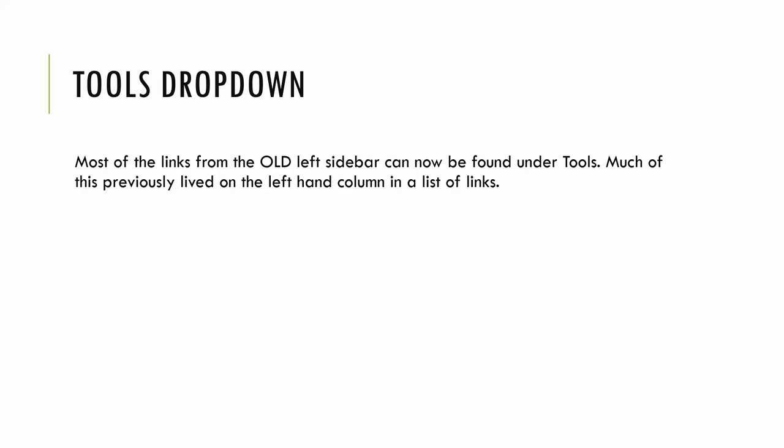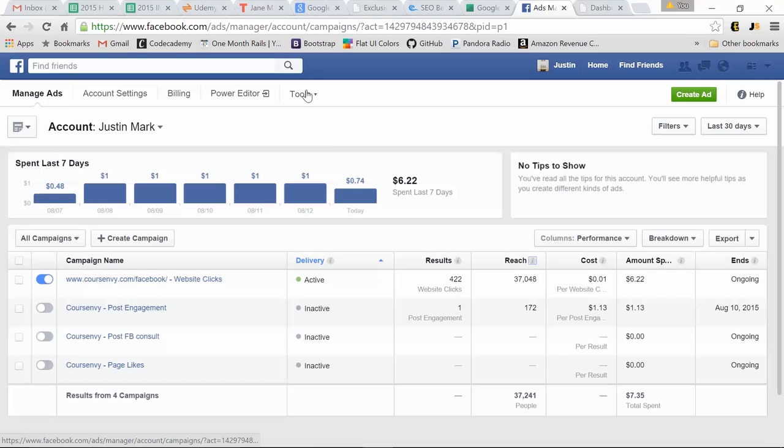So in the old Facebook Ads Manager, most of the links you found in the old left sidebar, those will be found under the Tools tab now. So as you can see, the Tools tab drop down, there's our audiences, audience insights, our conversion tracking. If you have pixels, they'll appear on this drop down as well.